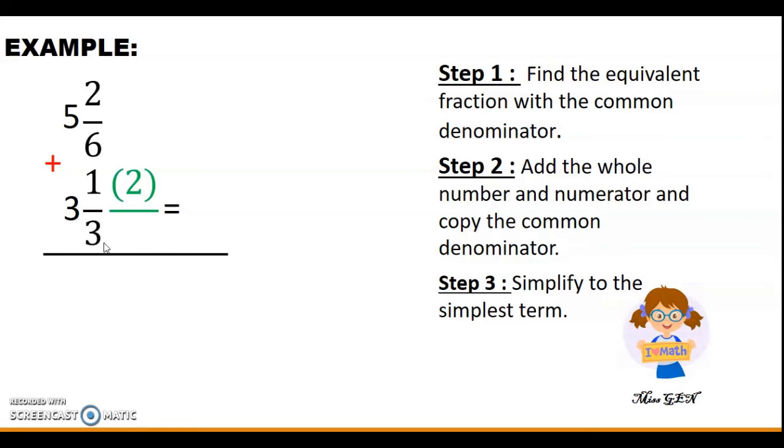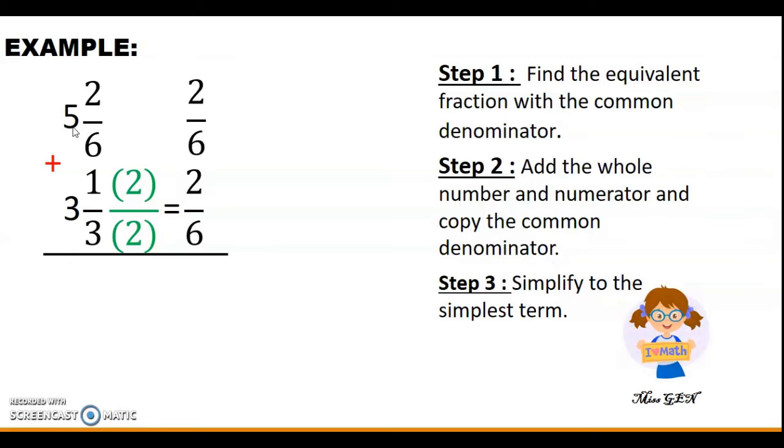So I will multiply 1 third by 2. So it will give us 1 times 2 is 2 and 3 times 2 is 6. So 1/3 is the same value as 2 over 6. So this is the equivalent fraction. Now we have a common denominator of 6. So now we can add our mixed numbers.